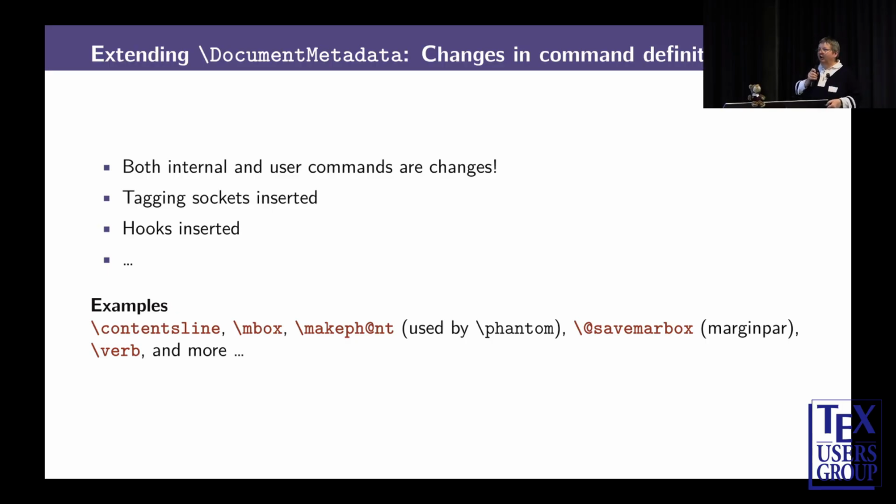Examples of commands that change are contentsline. There we have hooks and sockets in it to make the table of contents tagging aware. Mbox is changed to handle tagging if it's used in math. That's, for example, for phantom. That's quite internal. Nobody probably knows it. The savemarbox is changed to make marginpar aware. Verb has been changed so that verb has correct tagging, and many more.